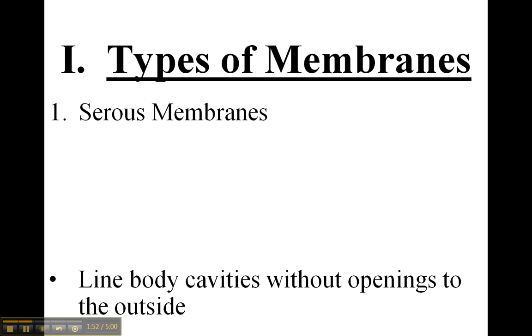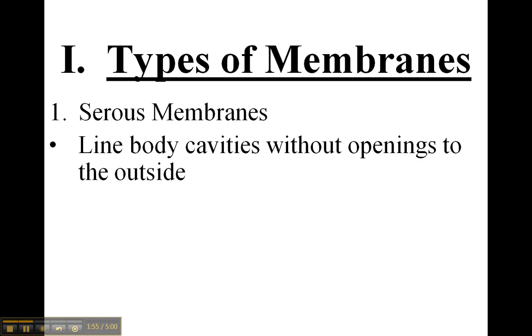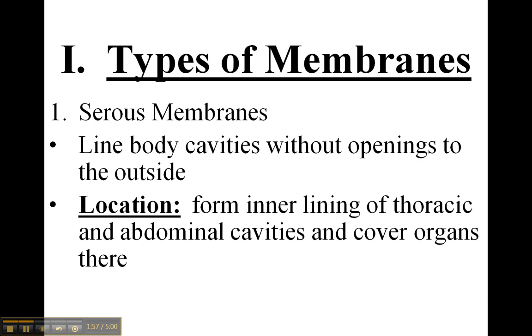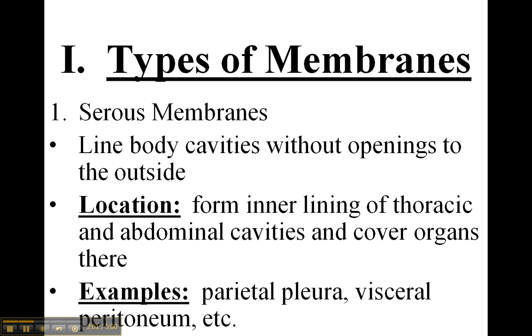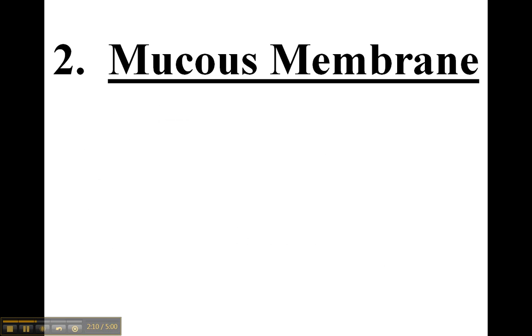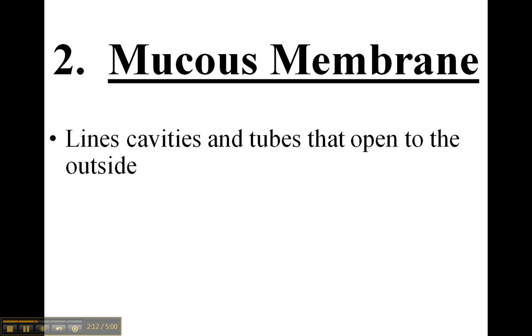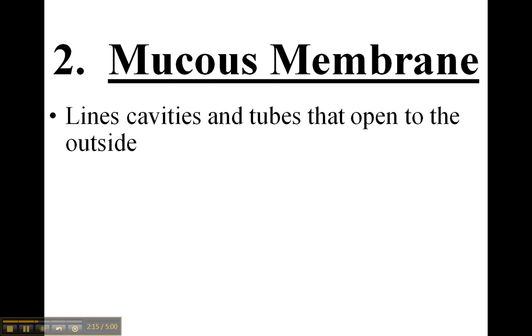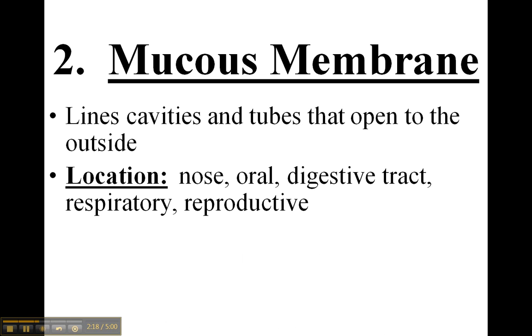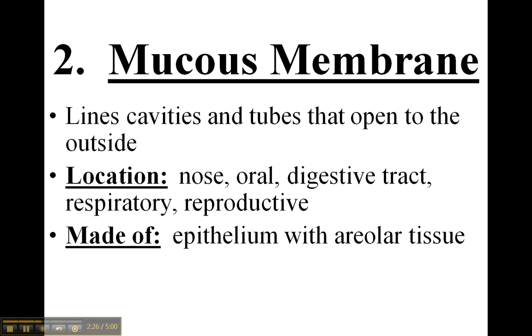There are serous membranes, which line body cavities without openings to the outside. They form the inner lining of the thoracic and abdominal cavities, and they cover organs there. We learned about these previously: the parietal, visceral, peritoneum, pleura, etc. Mucous membranes you're probably the most familiar with. These line cavities and tubes that open to the outside. Obviously, you know that the nose is a mucous membrane, as are the oral cavity, digestive tract, respiratory, and reproductive tracts. The mucous membrane is made of epithelium with areolar tissue, and mucous membranes secrete mucus.